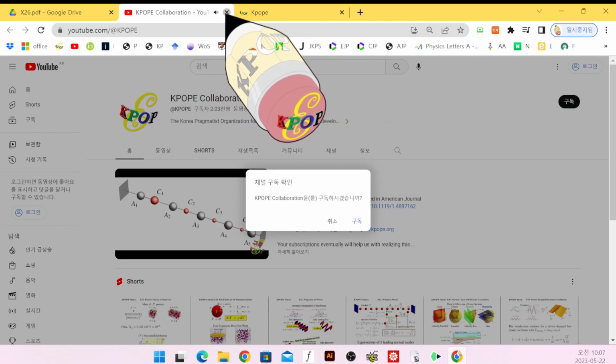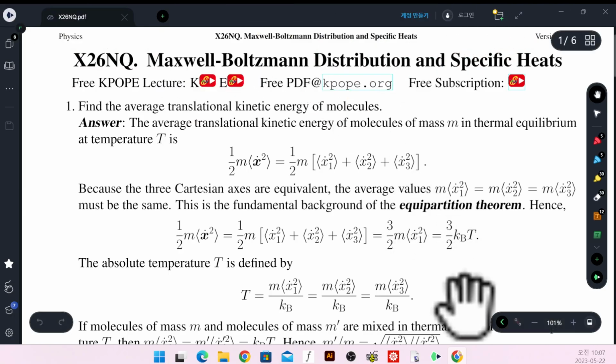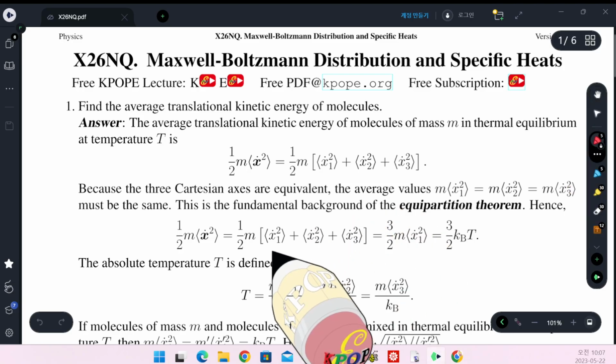Okay, let's begin with this lecture, X26NQ. Find the average translational kinetic energy of molecules. Here we assume that the molecules are in thermal equilibrium at temperature T. We assume that all of the molecules are identical, each of mass m.